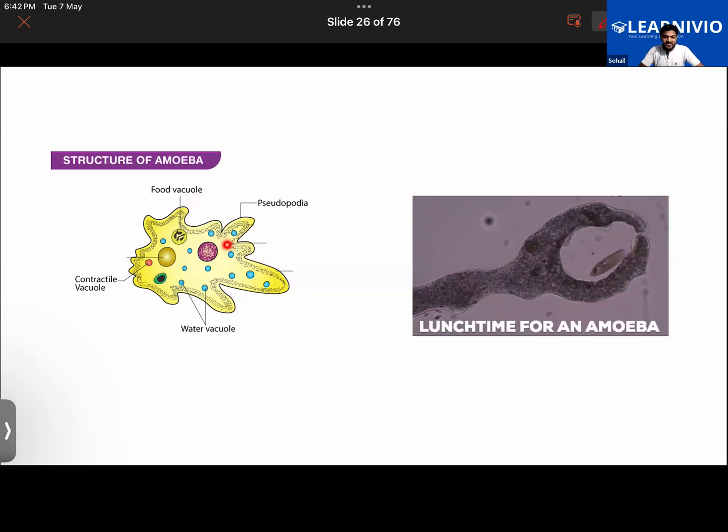Amoeba has a very simple structure and it does not possess any fixed shape. It continuously keeps on changing its shape. It also has a nucleus inside. Then you have many empty spaces inside the amoeba that are called vacuoles. If I ever taught you about the cell, in a cell you have different structures, including very tiny structures called vacuoles.